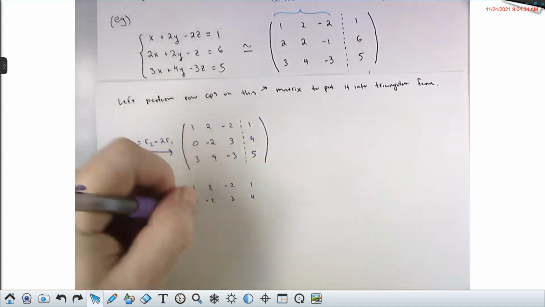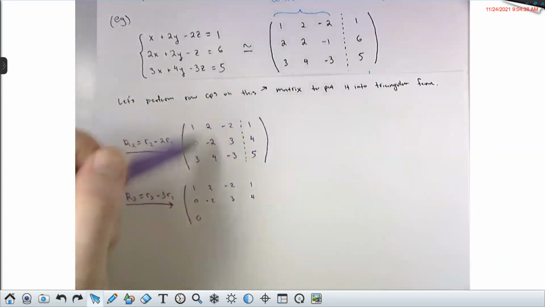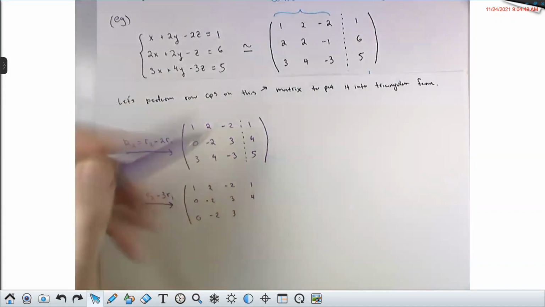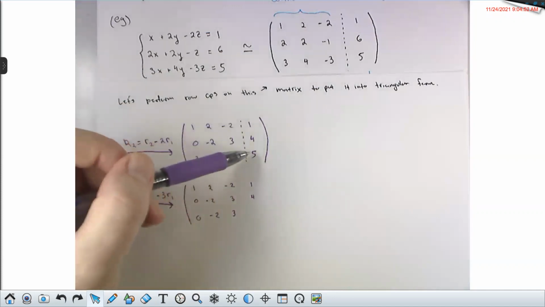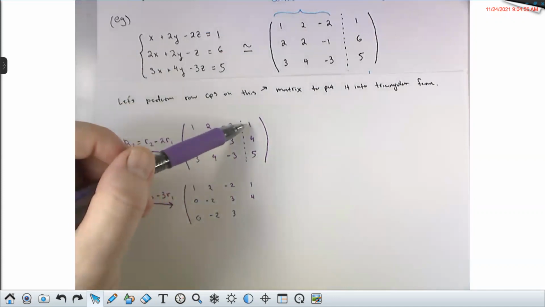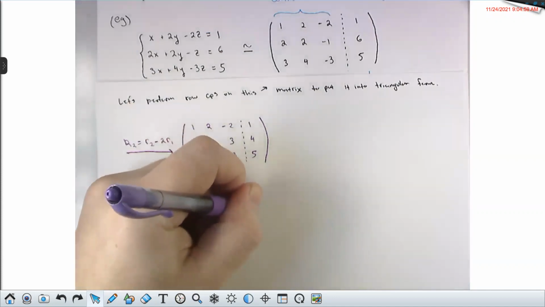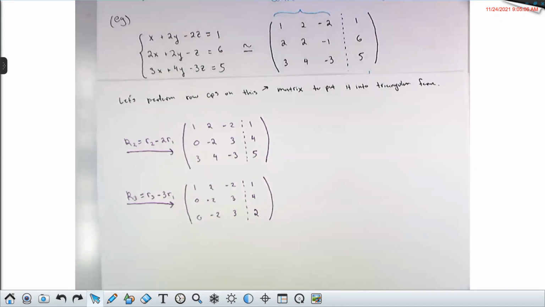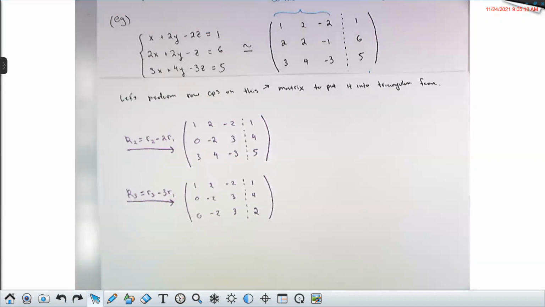-3 times this plus this is 0. -3 times this is -6 plus this is -2. -3 times this is +6, plus -3 is +3. -3 times this is -3 plus this. What is it? -3 times this is -3 plus 5 is 2. There's my third row. And you see it's just cleaner. Now something kind of neat has happened to the coefficients in here. This and this are the same. I've got my zeros here.